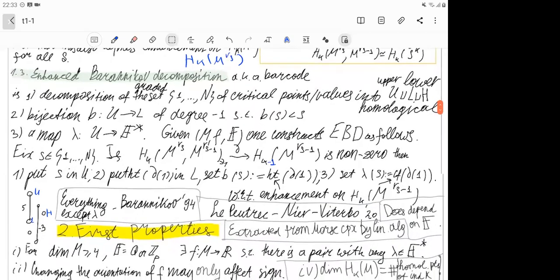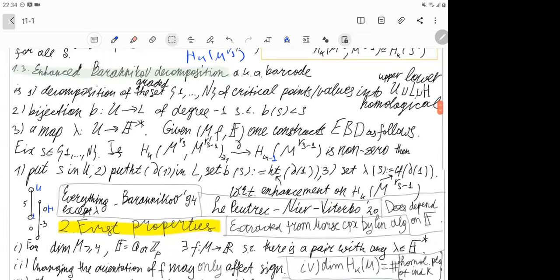Right. So first, if the dimension of M is at least 4 and F is either Q or B, then there exists a strong Morse function f on M such that there is a pair with any number lambda given in advance. So in a way, there's no control over a fixed bar. It can be any. You give me the lambda, I give you the function, if the dimension is big enough.